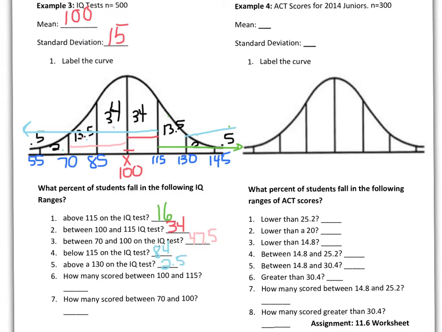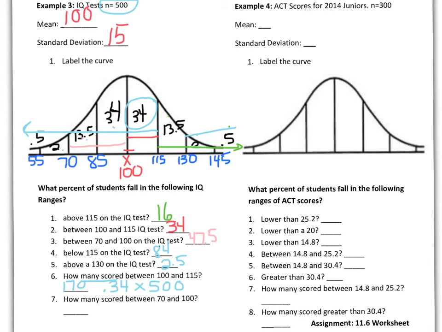And now we need to figure out how many scored between 100 and 115. How many people? Well, we know 34% of the people scored between those numbers, so all we have to do is figure out what 34% of, so we'll multiply the 500 people who took it. When we do that, we will get about 170.